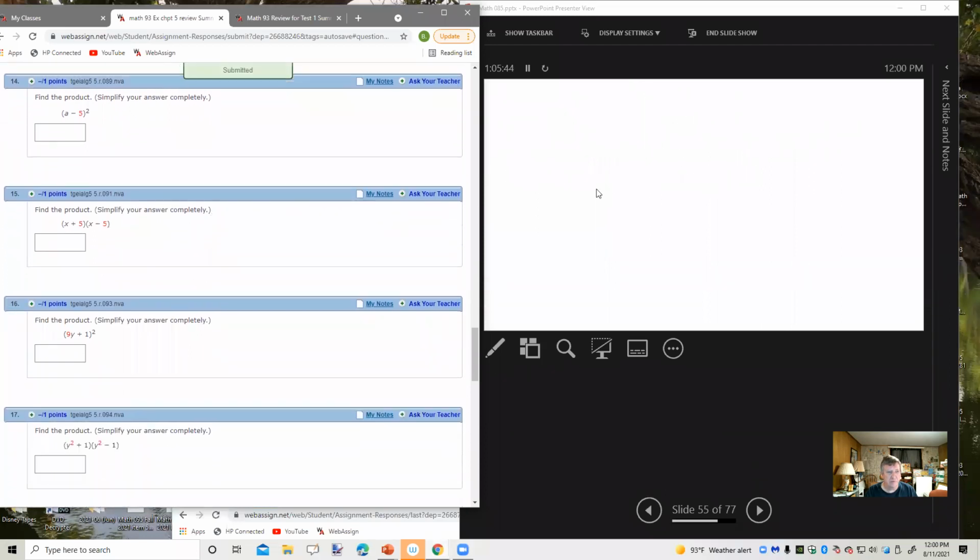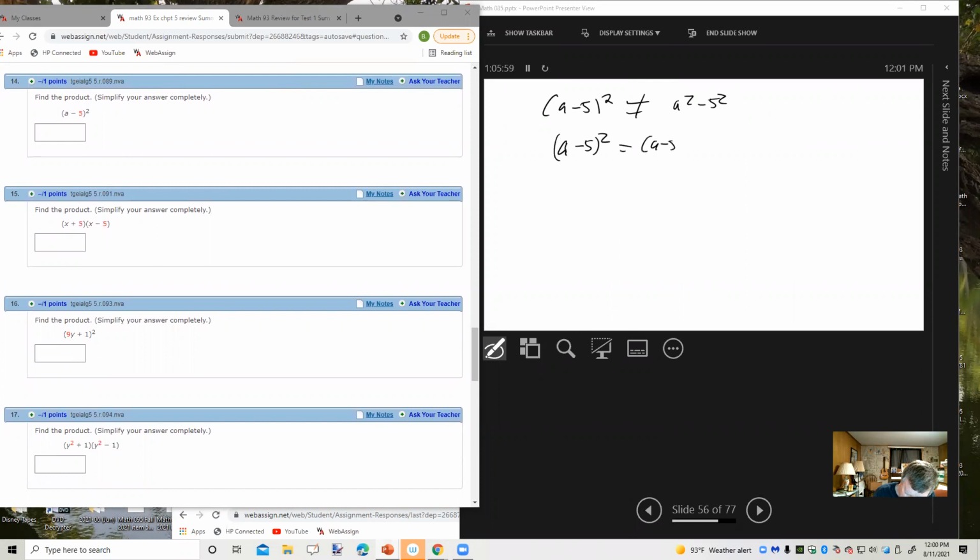All right, let's take a look at 14. A minus 5 squared. Okay, that is not equal to a squared minus 5 squared. That's the most common mistake. A minus 5 squared is equal to a minus 5 times a minus 5. You have to expand it and then FOIL it. We get a squared minus 5a minus 5a plus 25, a squared minus 10a plus 25. So be careful with that.